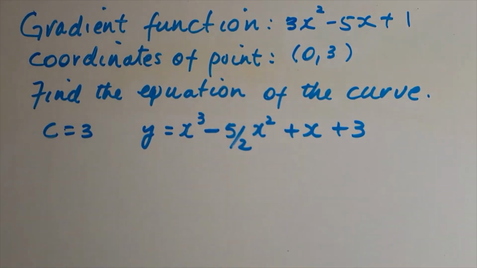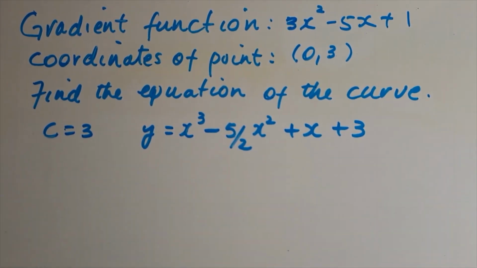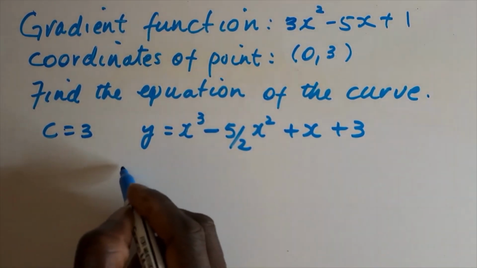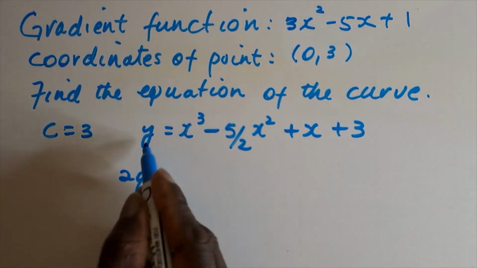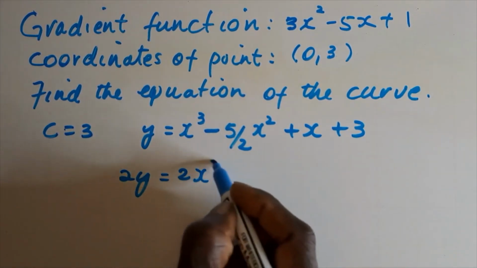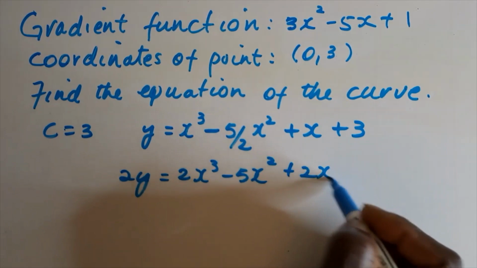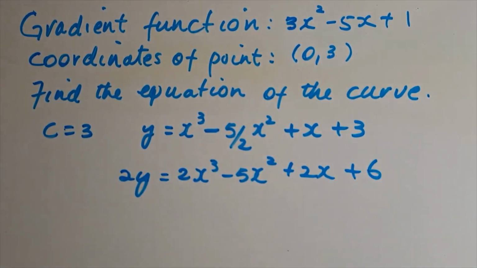So with our constant of integration being 3, this is the equation of the curve written in standard form. Alternatively, we could write this in the form 2y, so multiplying both sides by 2, 2x cubed minus 5x squared add 2x add 6. You might see your results quoted in different books in either the standard form or this form, 2y equal to 2x cubed minus 5x squared add 2x add 6.